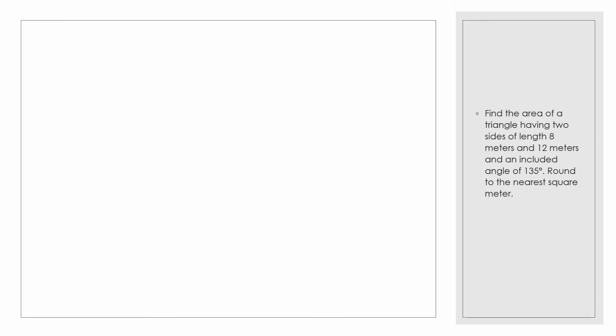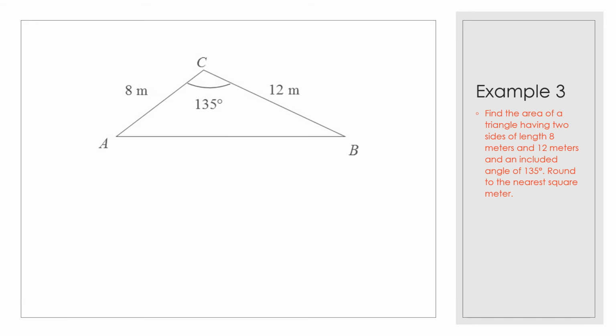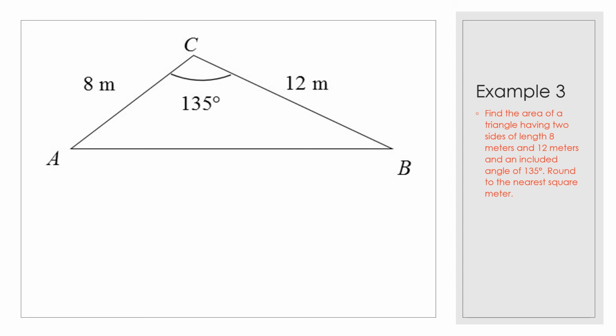So after we've seen the formula, let's see an application of the formula. This is an example where we need to find the area of a triangle having sides of length 8 and 12, and we have the included angle as 135. We need to round the area to the nearest square meter.